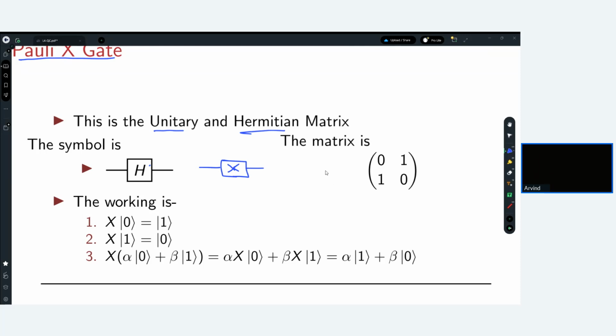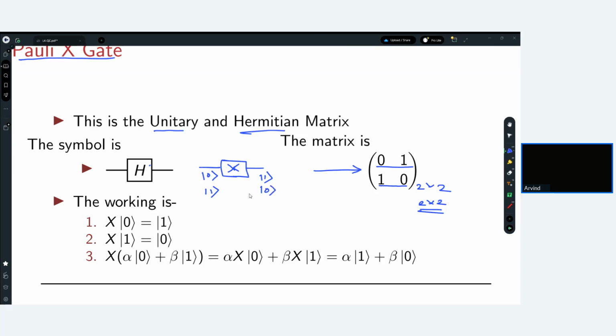The matrix corresponding to the Pauli X gate is a 2 by 2 matrix. The first row of this matrix has the elements 0 and 1, and the second row has 1 and 0 as its elements. When we discuss all types of single input matrices, we will observe that all single input quantum gates are basically 2 by 2 matrices. The working of this matrix is like this. If the input is |0>, the output is |1>. If the input is |1>, then the output is |0>.